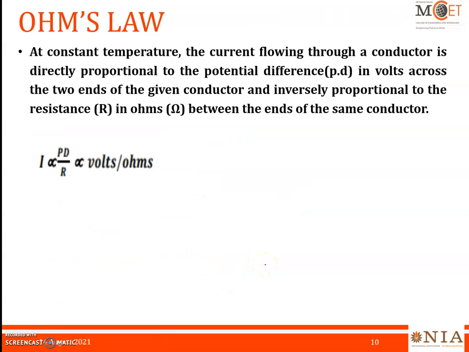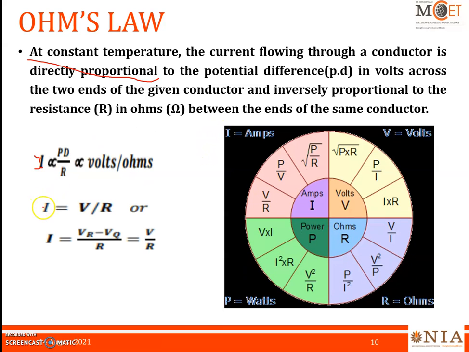Ohm's law. We know the basics of Ohm's law. At constant temperature, the current flowing through the conductor is directly proportional to the potential difference between the two ends of the conductor, and it is inversely proportional to the resistance. So this can be represented as I is V by R. Now we know the value of I.